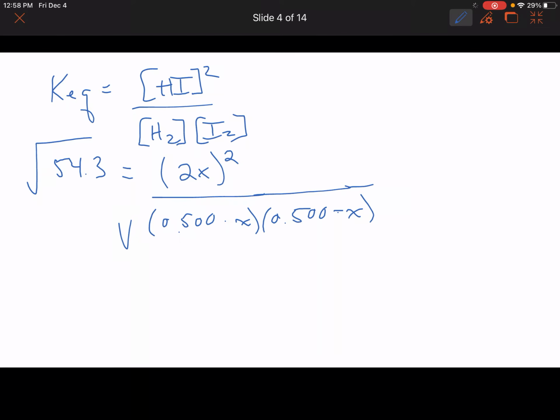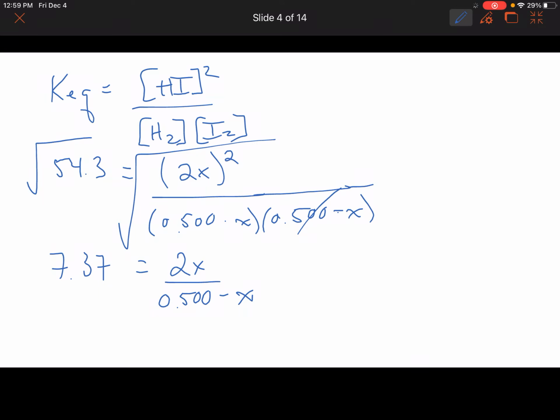We are going to take the square root of everything. So if we take the square root of everything, we've undone the squares here. Now, 54.3, if I take the square root of that, I end up with 7.37. 2x squared, if I take the square root of it, I'm just going to end up with 2x. And then on the bottom, I've got 0.500 minus x times 0.500 minus x. So that would be like squared. So one of them is just going to disappear here. So 0.500 minus x.